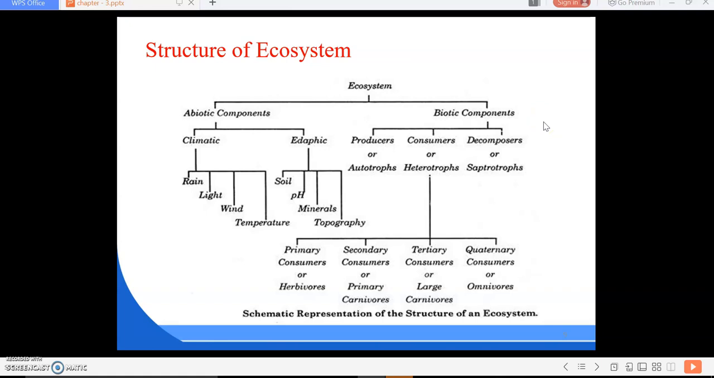These are all the biotic components, because these are the living things, the living components, or the living organisms in our environment. So an ecosystem mainly consists of two components. First is our abiotic component, and second is our biotic component.